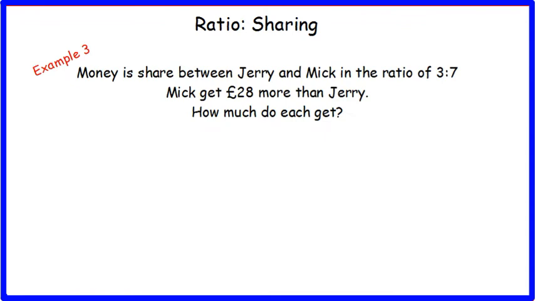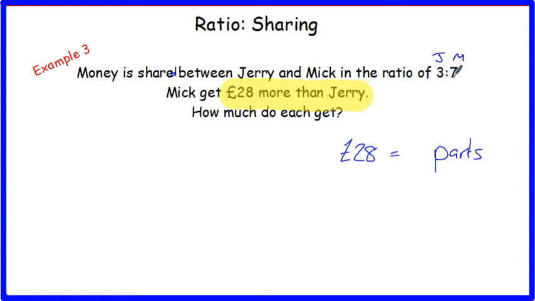The last one: money is shared between Jerry and Mick in the ratio of 3 to 7. Mick gets £28 more than Jerry. How much do they each get? So Mick gets £28 more than Jerry. So there's the key word there, more than Jerry. So here is Jerry, there is Mick, more than.